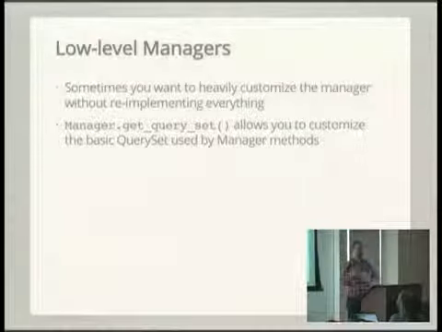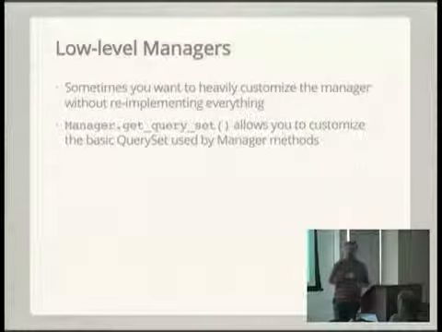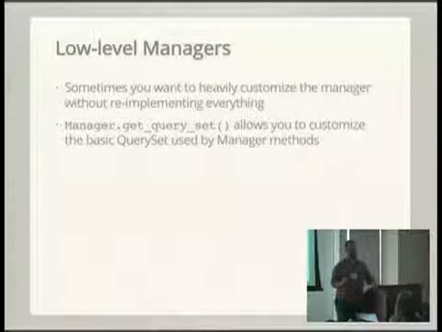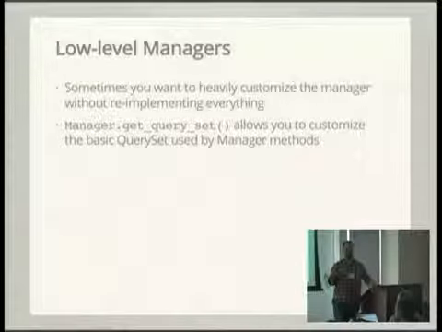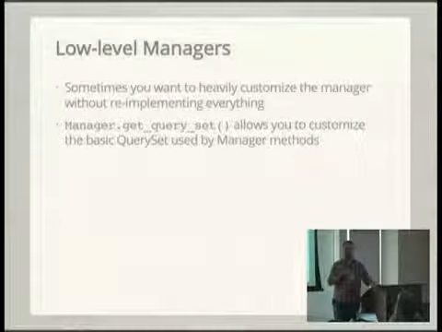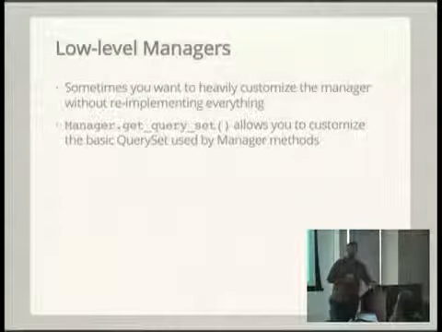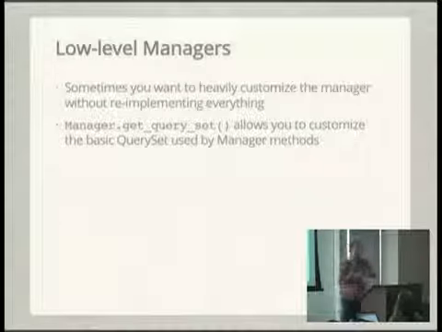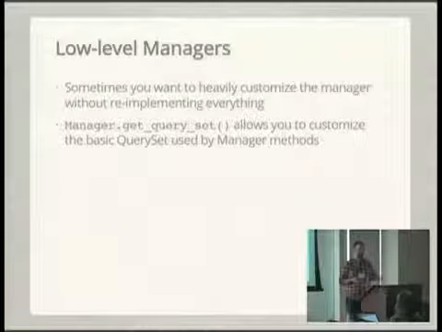And one of the things we did was override get query set. This is one of the lowest level bits of the manager API, and basically everything else chains off of this. So when you call objects.filter, objects.update, objects.whatever, all of them call get query set first.